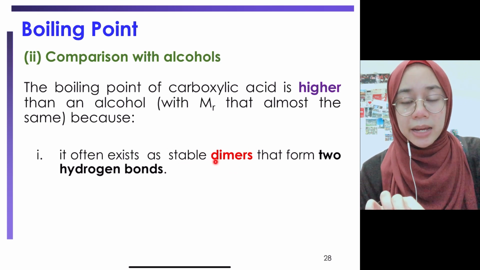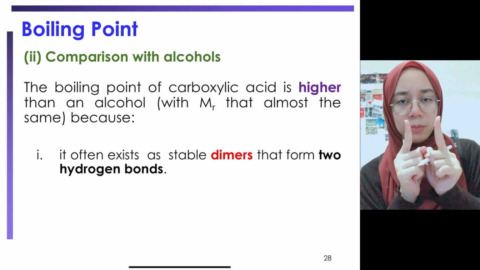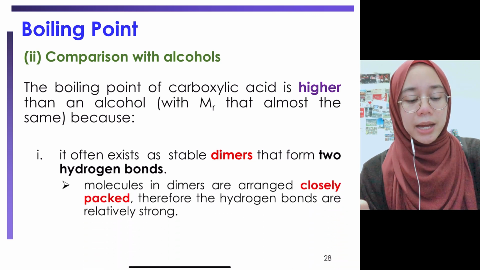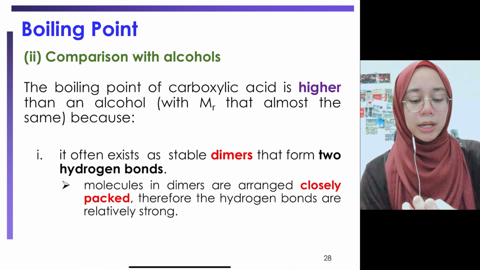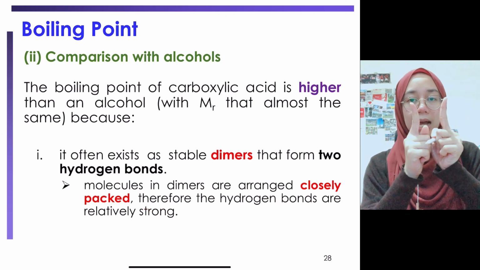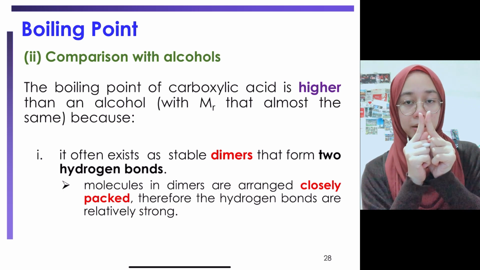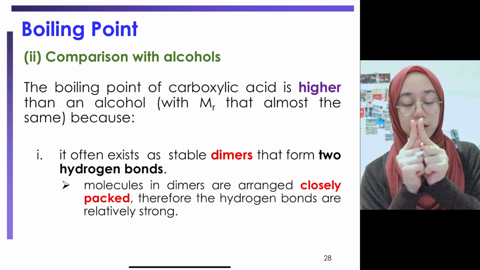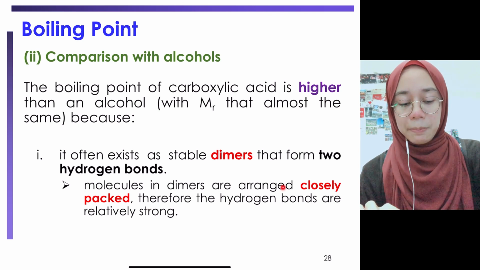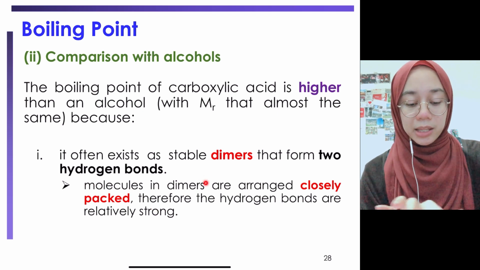Okay, dimers bermaksud two parts, kan? So, two parts together menghasilkan two hydrogen bonds. Okay, so disebabkan ada dimers ni, the molecules in dimers are arranged closely packed. Bermaksud lagi rapat. Okay, so bila dia lagi rapat, bermaksud senang tak kita nak pisahkan dia? Susah.